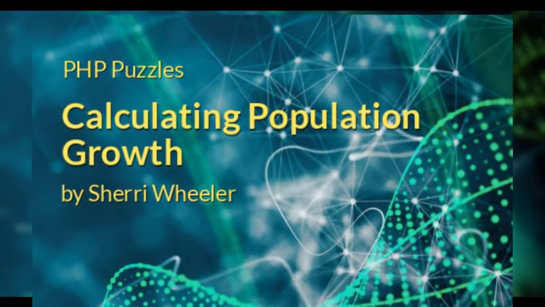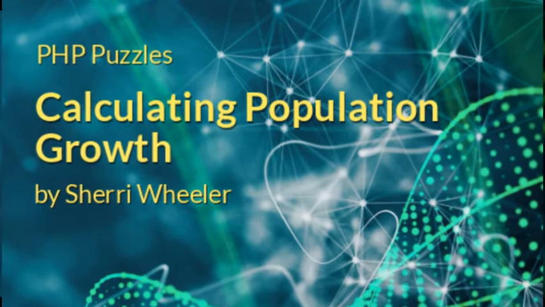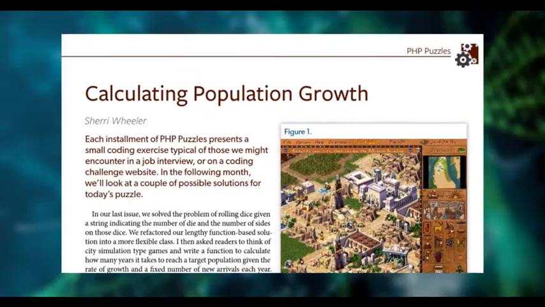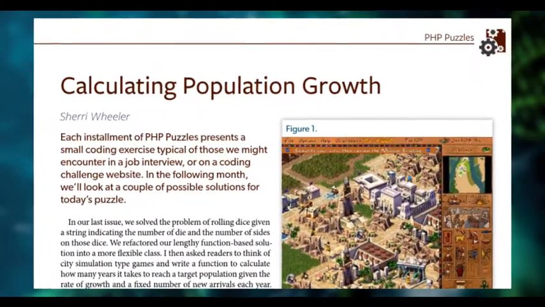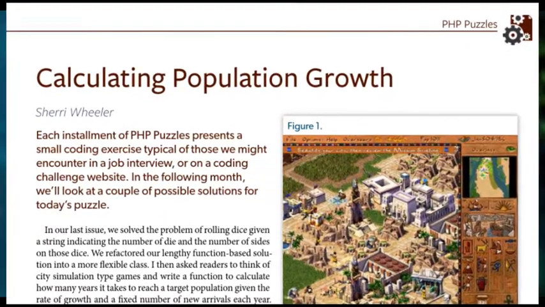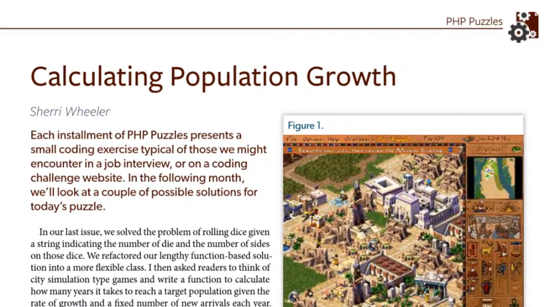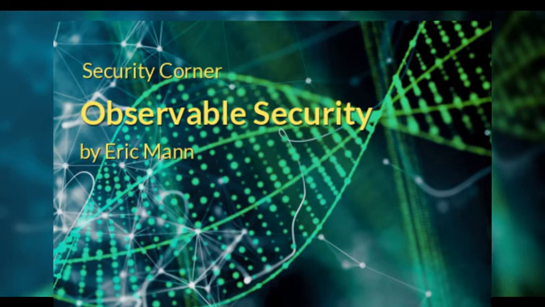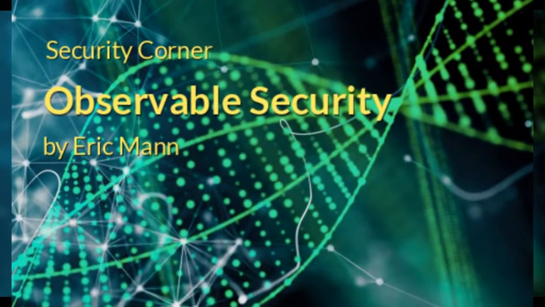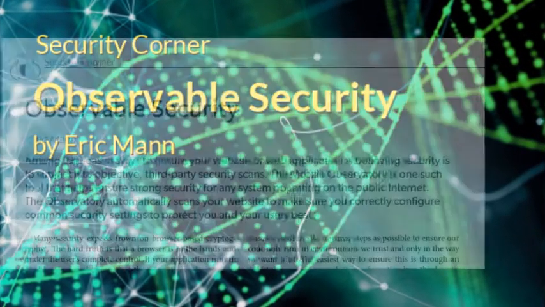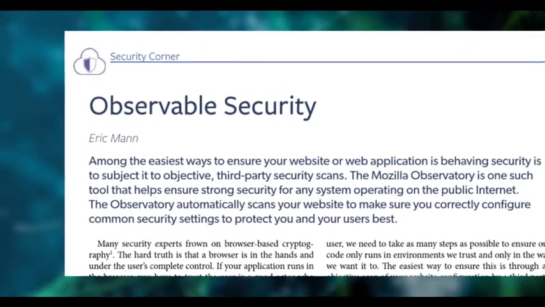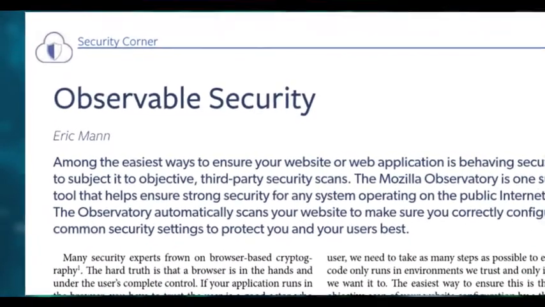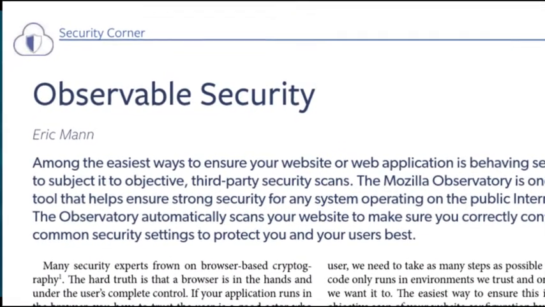In PHP Puzzles, Sherry Wheeler offers 3 solutions to last month's challenge for calculating population growth and discusses the type gotcha she ran into. Don't miss this month's puzzle either. Eric Mann highlights a security tool you can use from Mozilla in Security Corner, Observable Security. You can use this online scanner to test that your applications implement the measures recommended to protect it and keep your users safe.